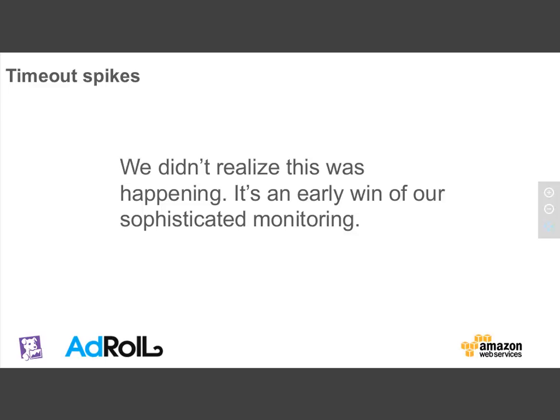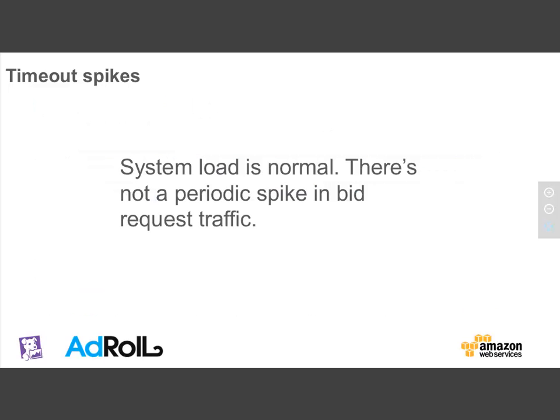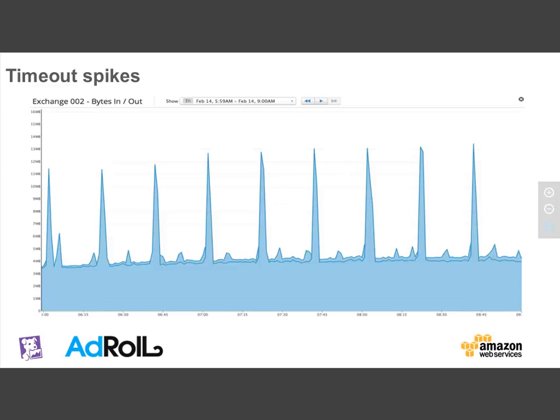So being relatively new to this, we started building dashboards and we started forming hypotheses. And we looked at the system load. So we looked at system CPU. And this is the same time span as the timeout spike graph, and you don't really see any giant jumps in CPU. So there's nothing really correlated there. The CPU load is normal, and there's not really a periodic spike in bid request traffic either. And we can look at that because of the CloudWatch metrics that we get from AWS. We can see the amount of bytes in and out. And here, interestingly, we do see that we have this peak in bytes out.